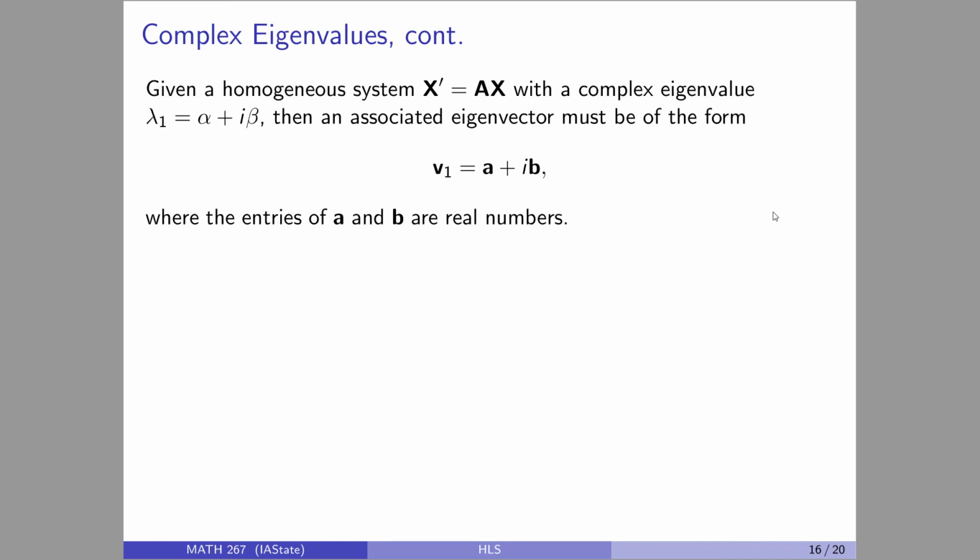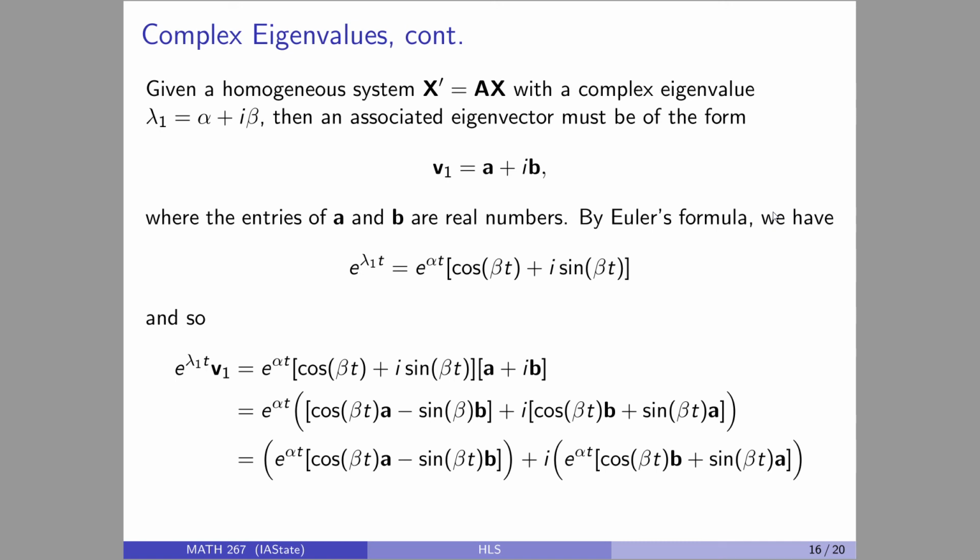If you've got a complex eigenvalue, alpha plus i beta, then an associated vector is going to be complex. It's going to involve complex numbers, which means we're going to be able to pull it apart as a plus ib, where the entries of a and b are real numbers. Okay. So, by Euler's formula, we know that e to the lambda t then would look like that.